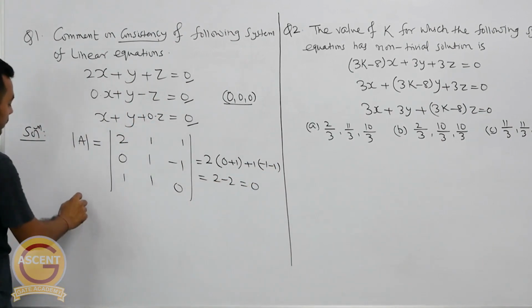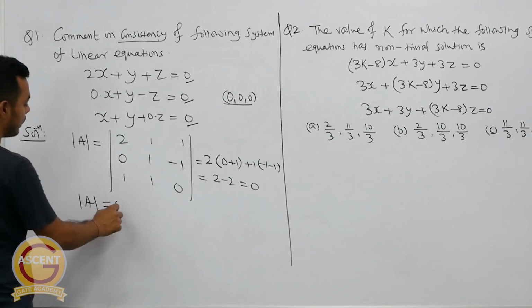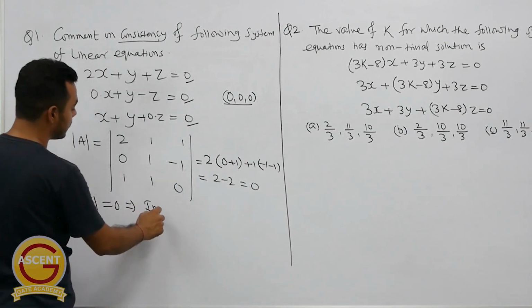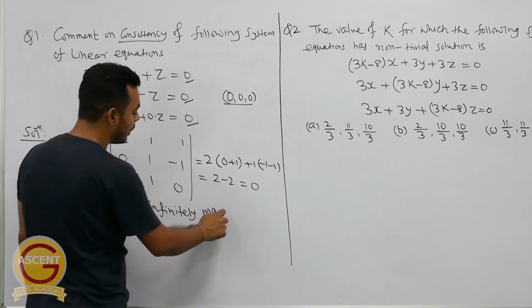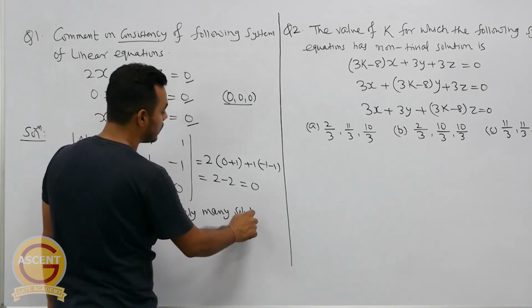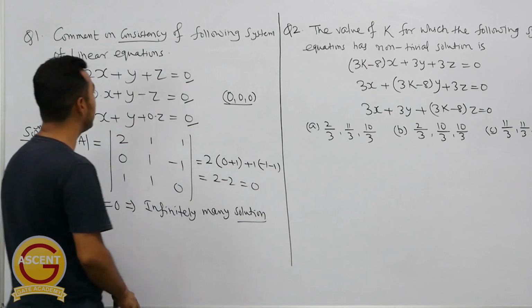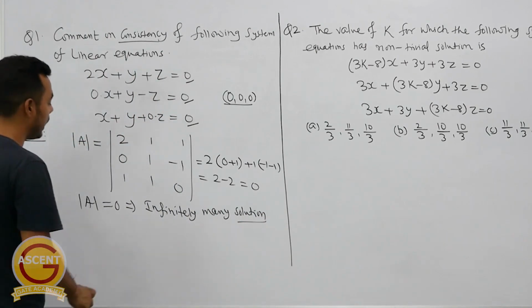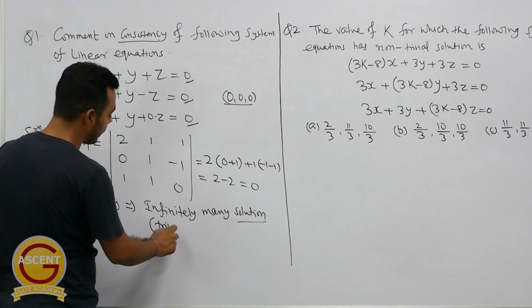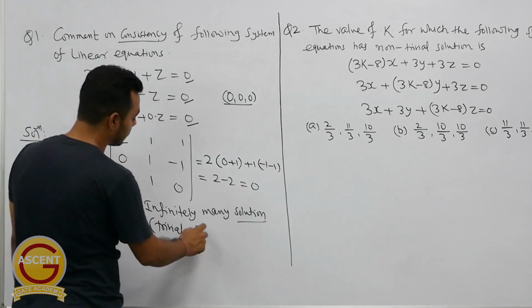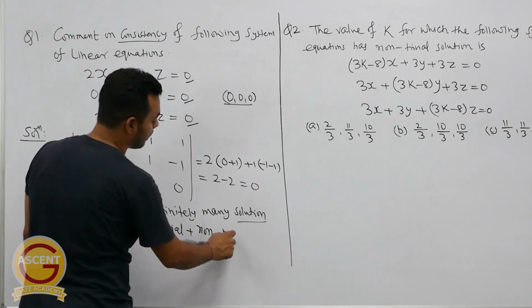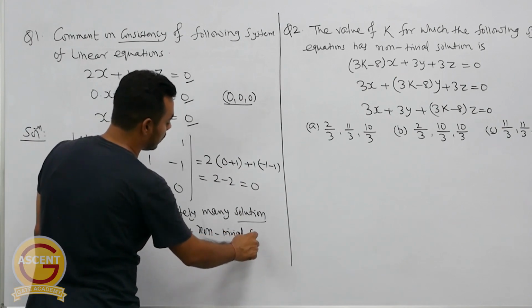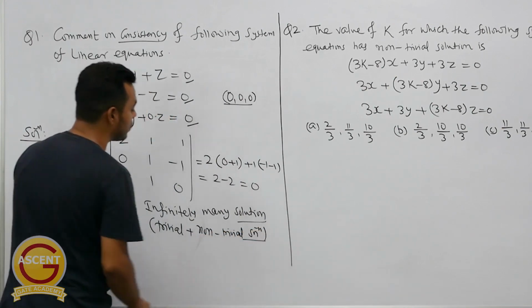Now the moment we have seen that the determinant of the coefficient matrix is 0, this implies that the system of linear equations will have infinitely many solutions. Infinite number of values of x, y and z are possible, which will satisfy all the 3 equations simultaneously. And here we will have trivial plus non-trivial solution. Trivial solution is always there. If we have infinitely many solutions, then in that case we'll have a non-trivial solution also.